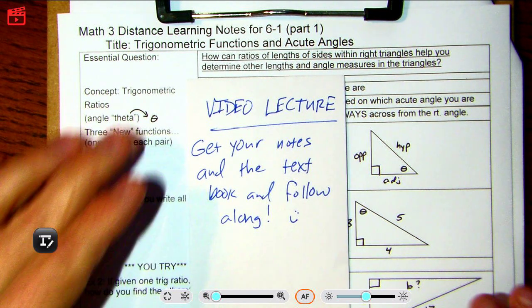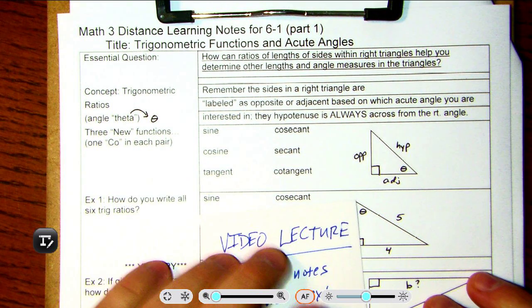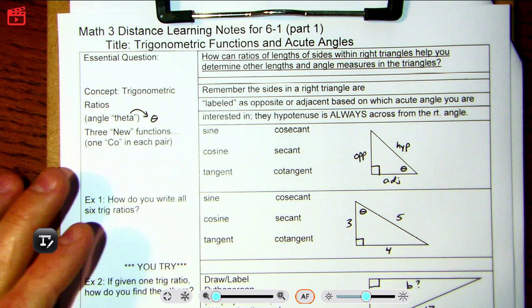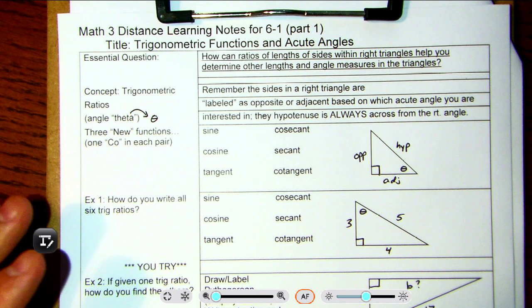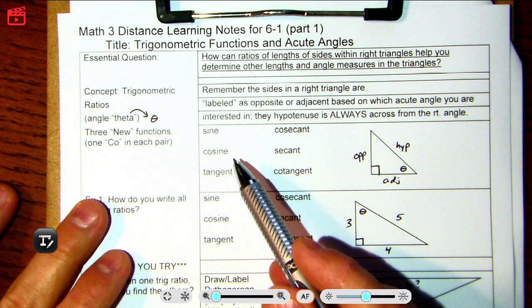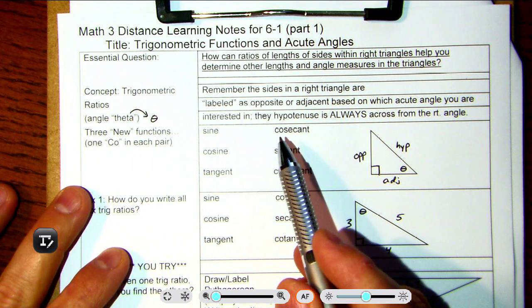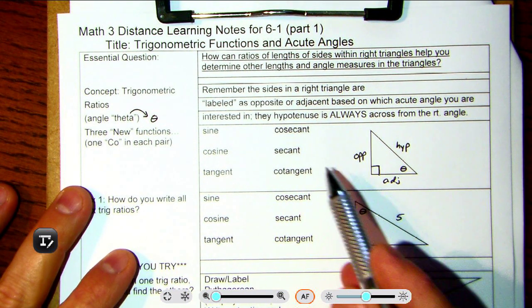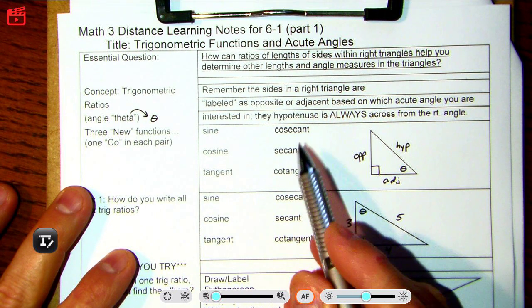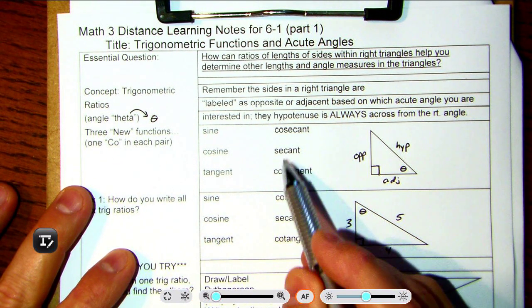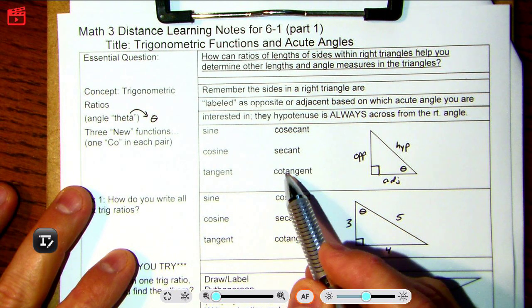Okay, here's the first video for 6-1, part 1, example 1, and then a U-try. We're talking about the trig functions, sine, cosine, and tangent. We're getting into some trig stuff, okay? So first thing we're interested in is how do we actually remember what these trig ratios are in these new co-functions, or they're actually called reciprocal functions right here. You'll see how those are here in just a second.